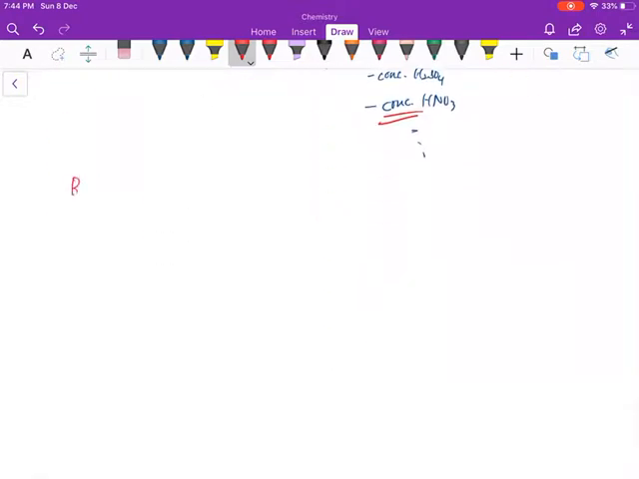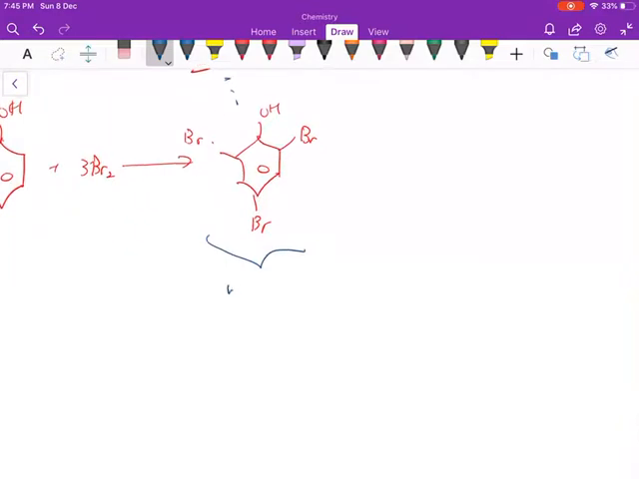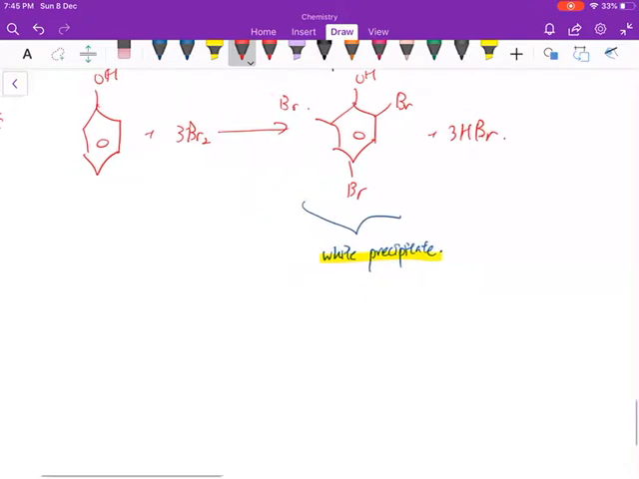Now, if we move on to reaction with bromine, exactly the same thing. But this time, I'd like to add it in excess. It doesn't really need to be in excess, but the reason I want to show why it's in excess is because this thing here is actually a white precipitate. We also need 3 hydrogen bromides.